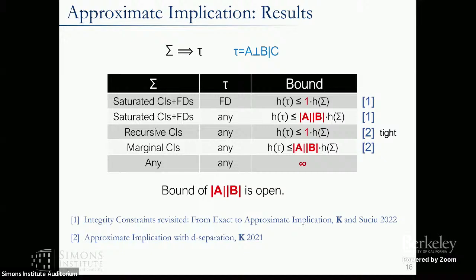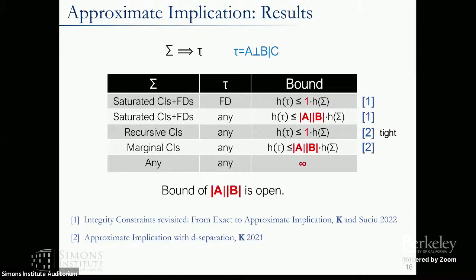If we drop the assumption on tau, so it can be any conditional independence, then this bound goes to the cardinality of the set A times the cardinality of the set B. So if each of A and B are singleton variables, this is again 1. If sigma is the set of recursive bases, the set of conditional independencies used to construct the Bayesian network, then again we have a bound of 1, and we also prove that this bound is tight.